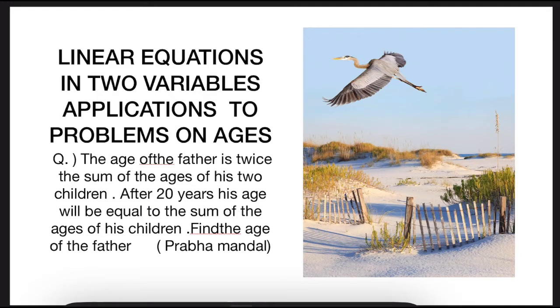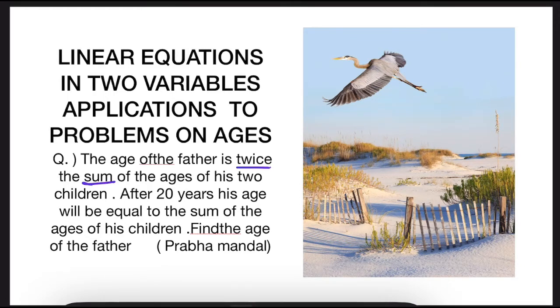In this question, what it is saying is the age of the father is twice the sum of the ages of his children. That means the sum of the ages of his two children, father's age is equal to twice the sum of the two children. Suppose one child's age is 10 and another child's age is 5. So both sum to how much? 15 years. The father's age is twice that, 2 times their age.